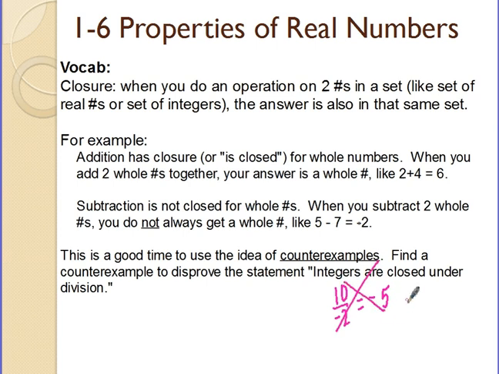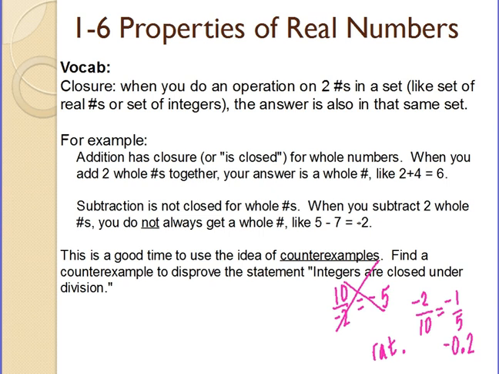Right? But what if I do negative 2 divided by 10? Right? Now, when I divide, I get negative 1/5, or negative 0.2 if you want to give it as a decimal. And that is a rational number, but it's not an integer. And so that is a counter example. Right? It shows that integers are not actually closed under division.